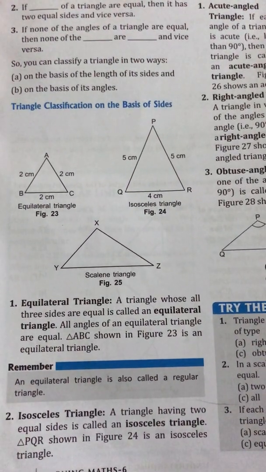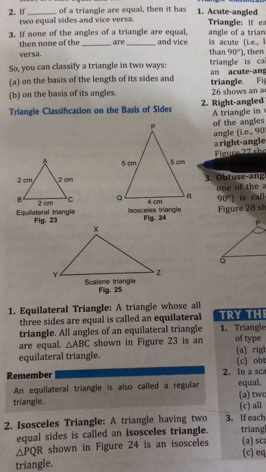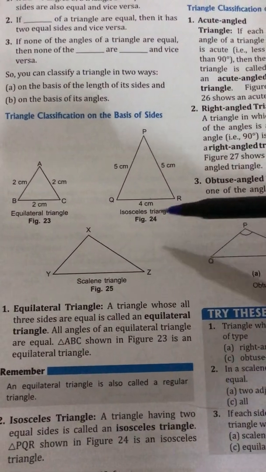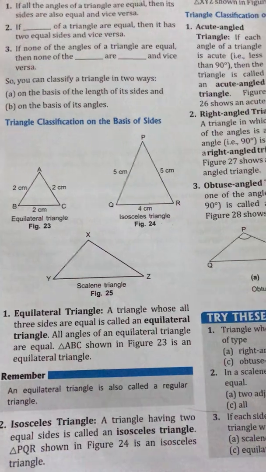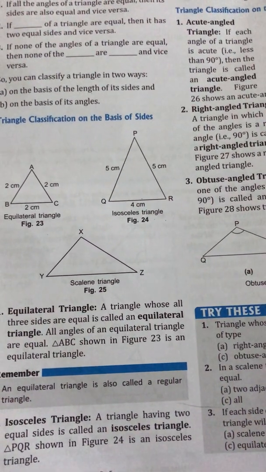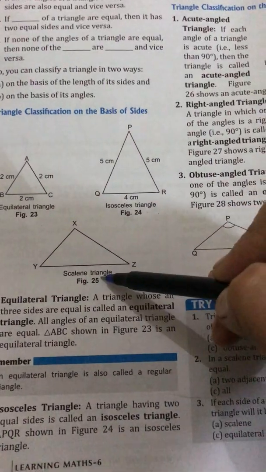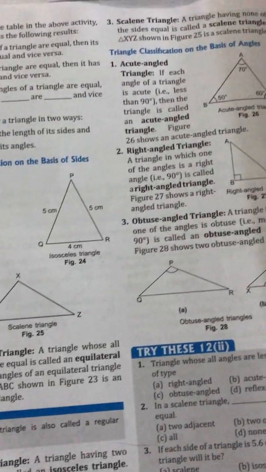Second is the isosceles triangle, in which two sides are equal and the third is not equal. The third type of triangle is a scalene triangle, in which all the lengths are different. No two sides are the same, meaning all are different, like 2, 3, 4. All the sides are different.